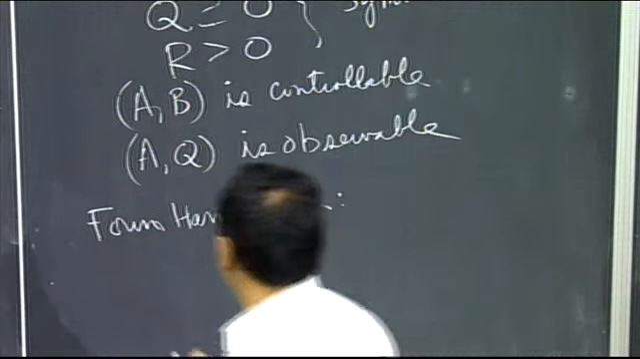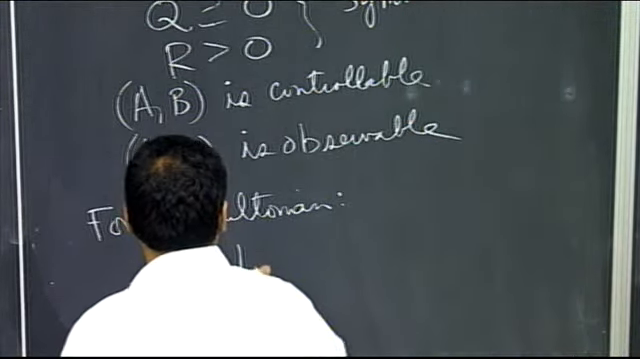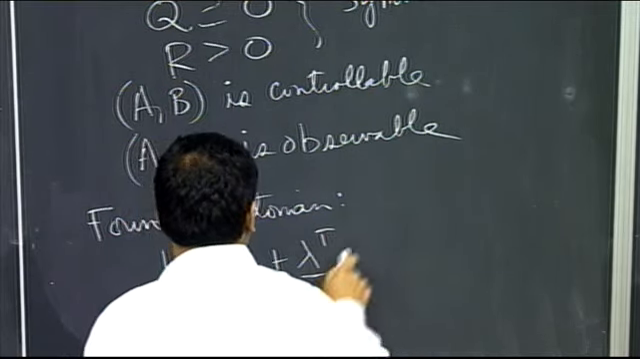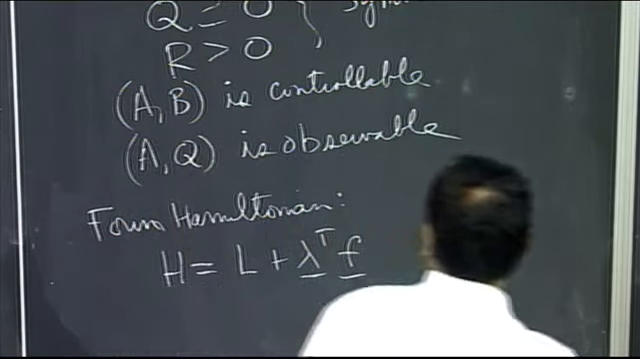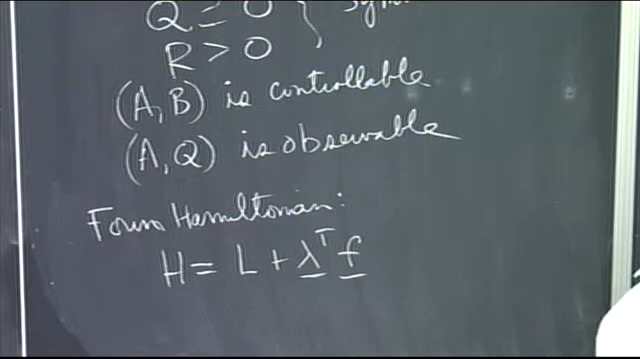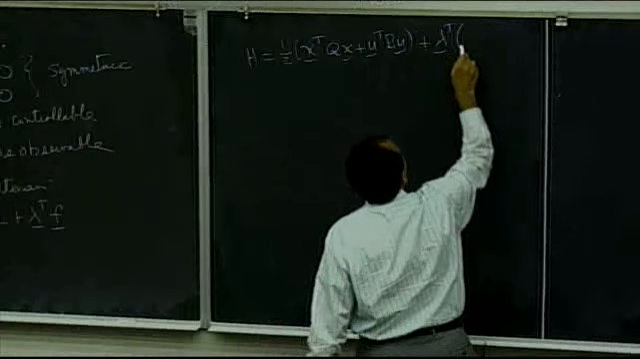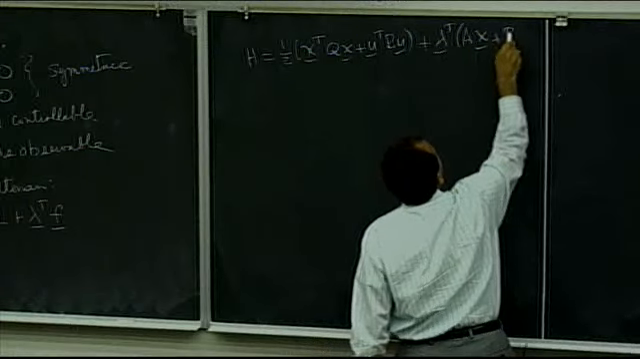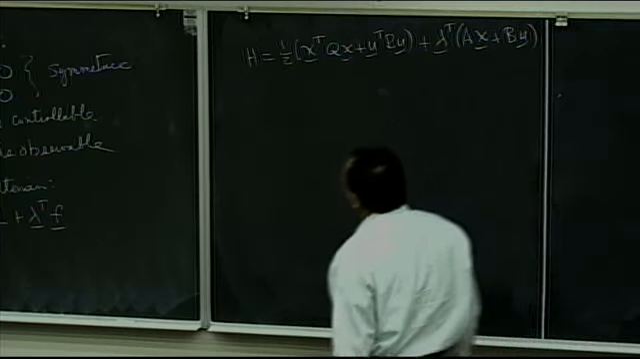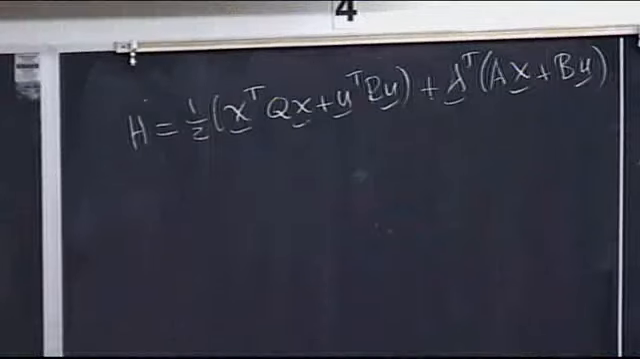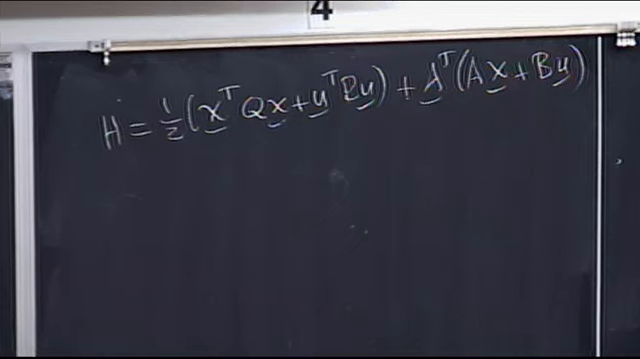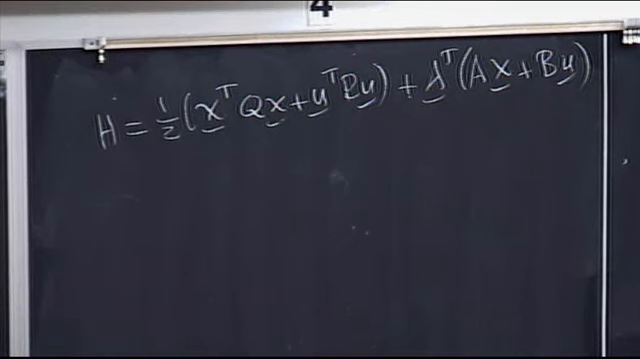The Hamiltonian is equal to L plus lambda transpose F. So in this case, we have that the Hamiltonian is equal to 1/2 (X transpose QX plus U transpose RU), because that's L, plus lambda transpose times (AX plus BU). Okay? That makes sense to everybody?